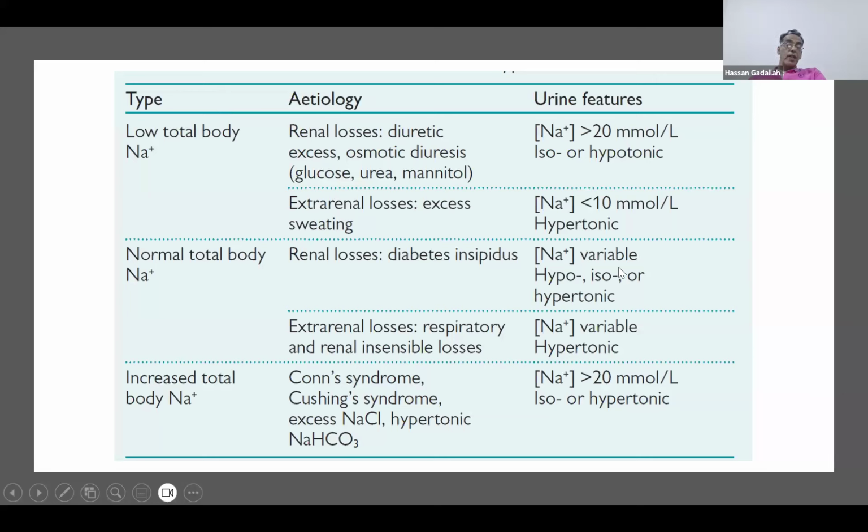And in these two conditions, with normal total body sodium, the urine sodium is variable. We cannot rely upon it in such cases for differentiation between whether it is renal or extra-renal.